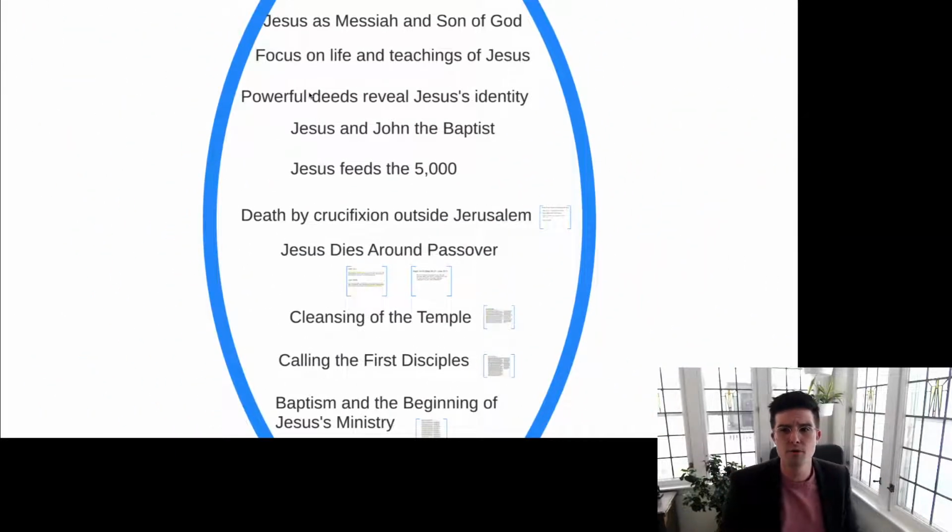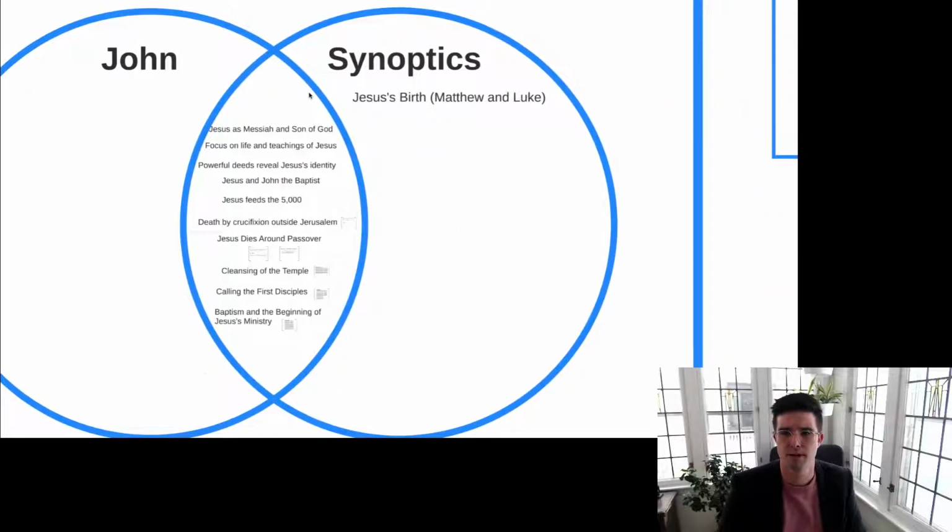And then, to move on to our differences, we're going to put the things that are unique to the Synoptics. So these are going to be absent from John. Jesus' birth is not narrated in John or in Mark. So remember, Mark just begins with Jesus' ministry. John begins with this prologue, doesn't tell us anything about Jesus's birth, as do Matthew and Luke.